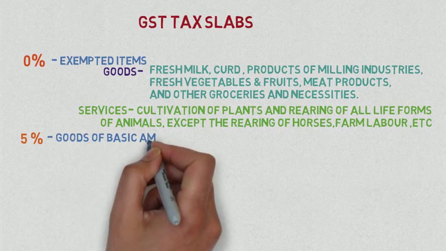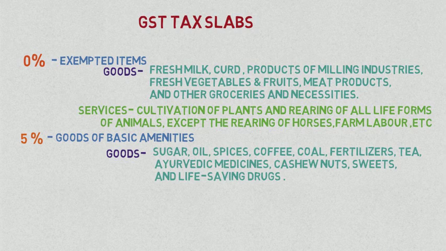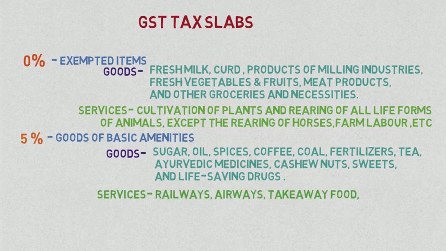GST slab of 5%. Under this slab, the goods of basic amenities are covered, such as sugar, oil, spices, coffee, coal, fertilizers, cashew nuts, sweets, life-saving drugs, etc. The services under this slab include railways, airways, takeaway food, etc.